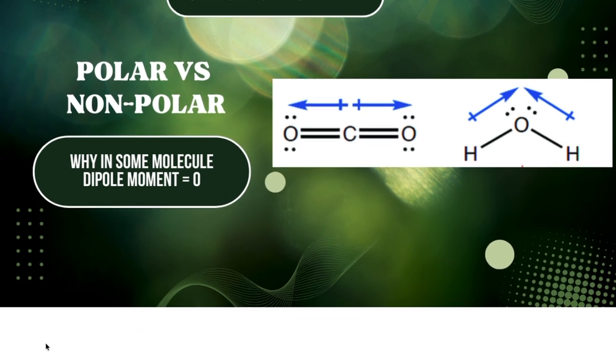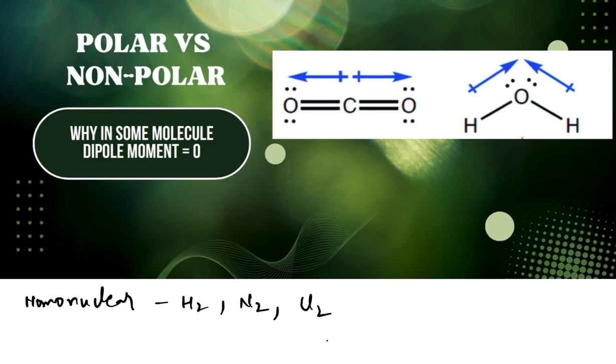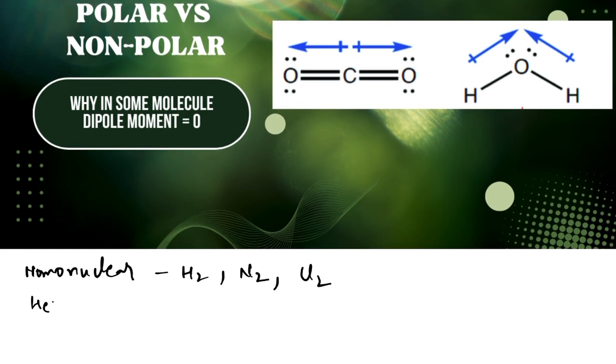To understand what polarity is, first you need to understand the concept where we study the covalent bond between heteronuclear molecules and homonuclear molecules. So what is the difference between homonuclear and heteronuclear? Homonuclear molecules are H2, N2, Cl2 and so on. And heteronuclear molecules are where the two atoms are different, like HCl, HF and so on.